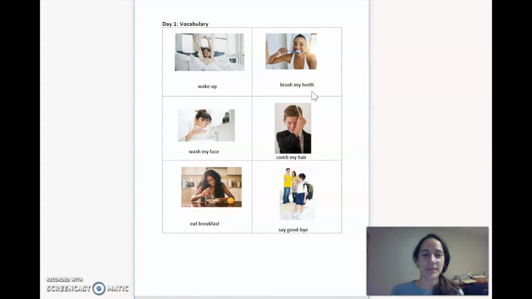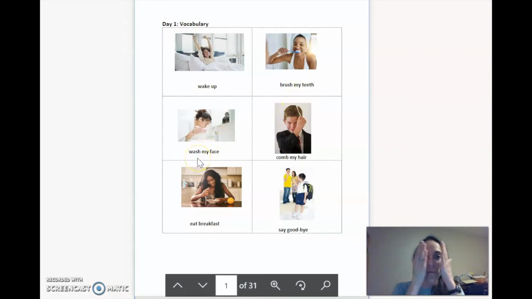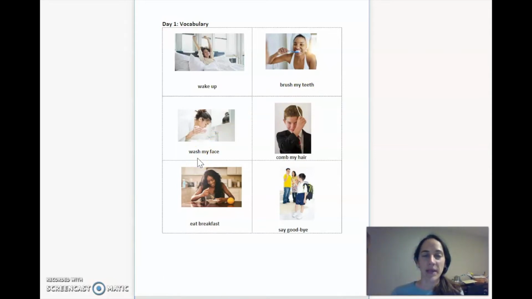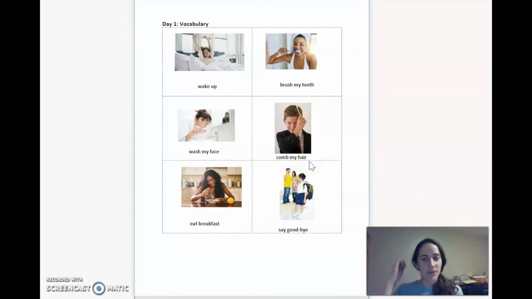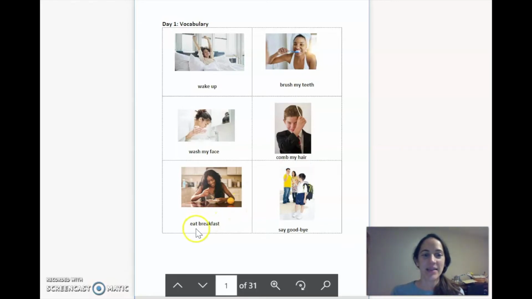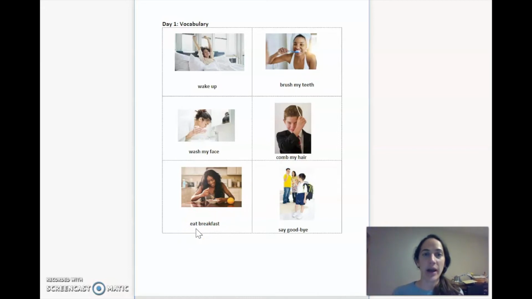Good. Here's another one. It says, wash my face. Repeat after me. Wash my face. Very good. This one says, comb my hair. Repeat after me. Comb my hair. Excellent. In this picture, it says, eat breakfast. That's what we do in the morning.